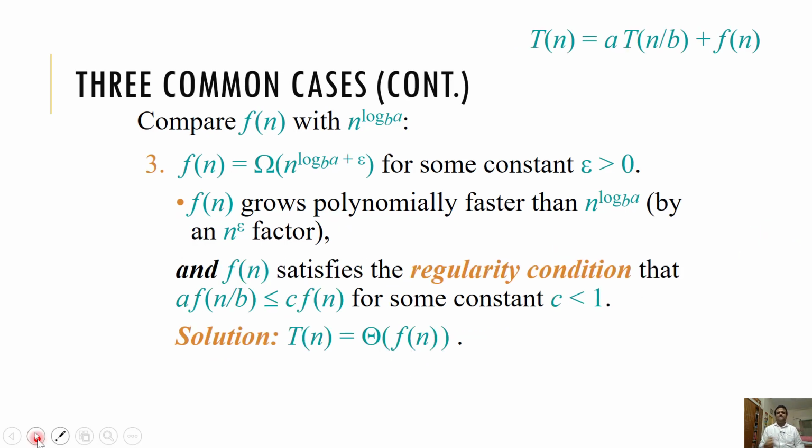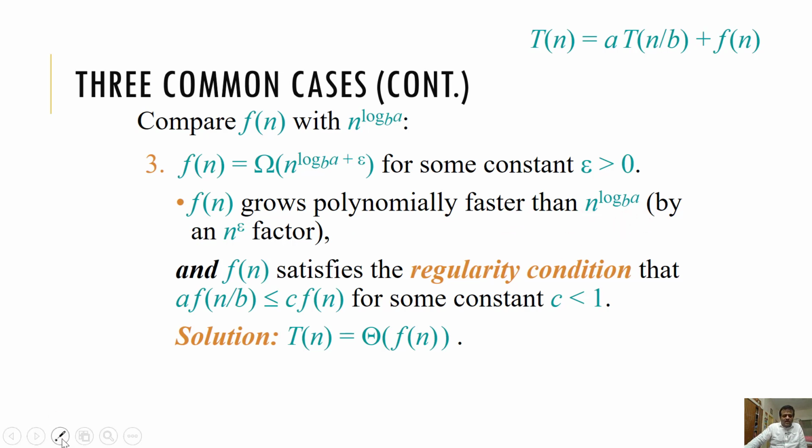We have another case, which is case 3. We have seen f(n) slower, and we have seen f(n) and n to the power log a base b similar. Now f(n) is faster, f(n) is more. That is the third case, or case 3 of the master method. In this case, f(n) is more now, f(n) is the dominating term. We need to quantify how much bigger. This is the way we can quantify: f(n) grows polynomially faster than this.